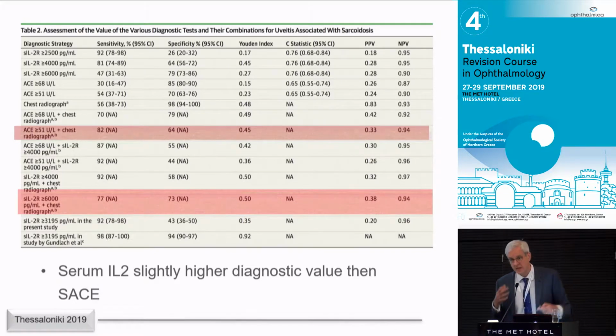Chest x-ray, if you have hilar lymphadenopathy on the chest x-ray, then sarcoidosis is very probable, but the problem is a lot of patients don't have hilar lymphadenopathy and they still have sarcoid. So it's useful, but it has low sensitivity.